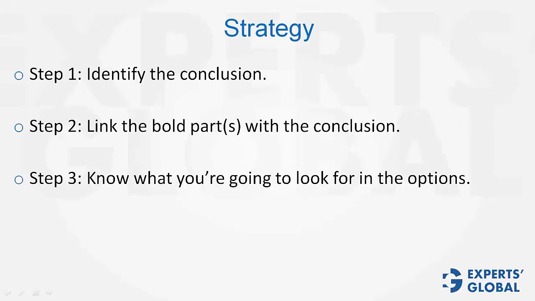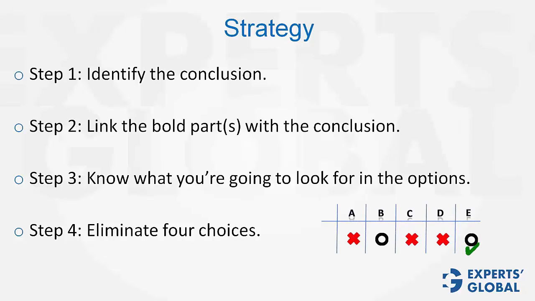One of the reasons why boldface questions appear to be so difficult is the vocabulary involved in the answer choices, the complexity in the language of the answer choices. If you don't have a very clear idea of what you are looking for in the answer choices, it is very natural to get confused amid the complexity. So step 1 was to identify the conclusion. Step 2, to link the bold parts with the conclusion. Step 3, have a clear idea of what you are expecting from the correct answer choice. And then step 4, as always, is to eliminate the answer choices. When you have eliminated 4 answer choices, the one that's left is the best of the lot.